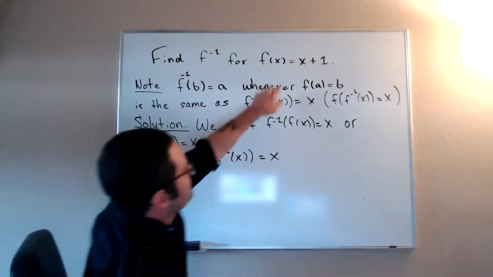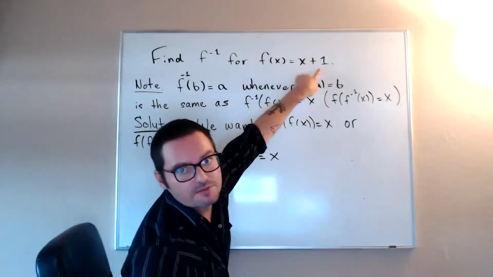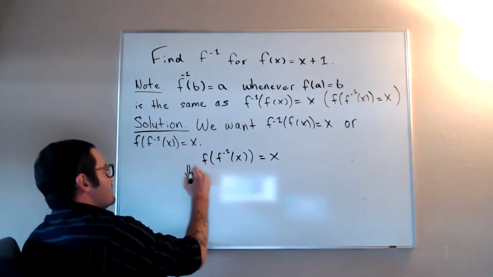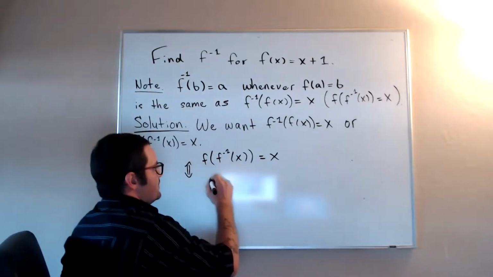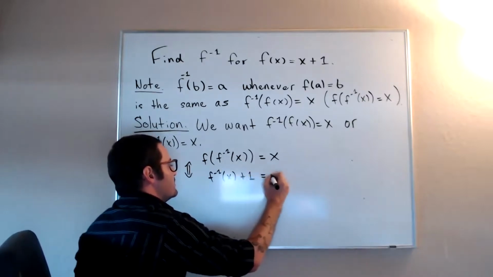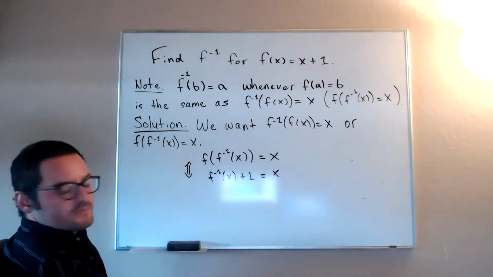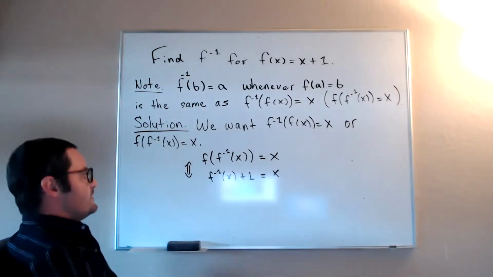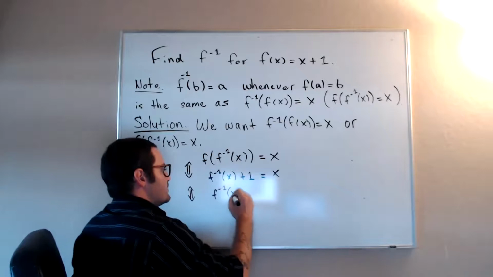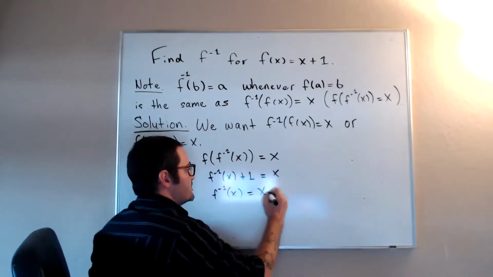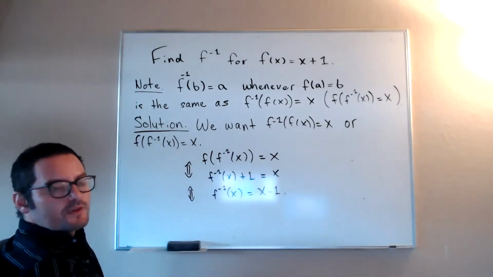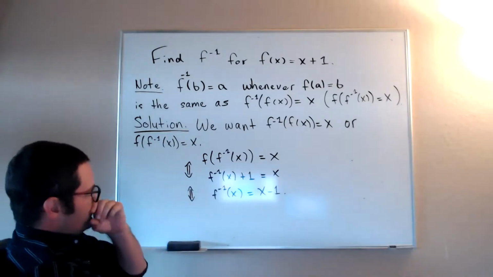But what is f, right? f is the input plus 1, right? Input plus 1. So this will be the input plus 1 equals to x, right? So then rearranging, we get that the inverse function is equal to x minus 1. Okay? And then this should be it.